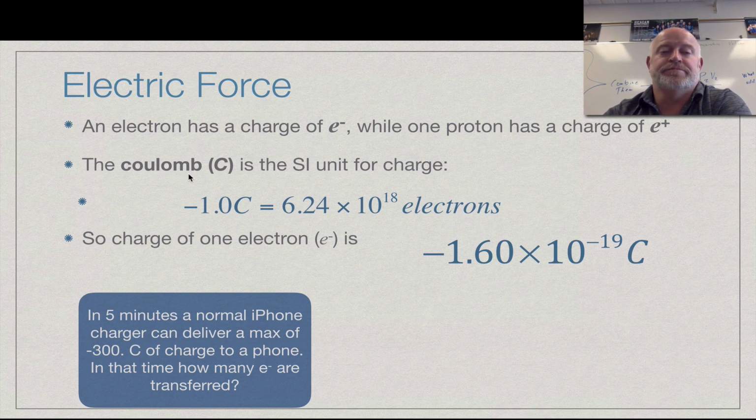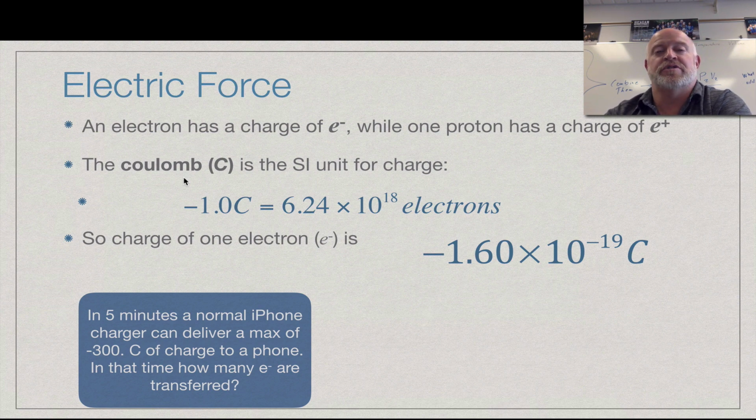Now, the Coulomb is the SI unit that we use for charge. We haven't learned a lot about amps yet, but the Coulomb is actually defined as 1 amp of current flowing per second of time, okay? And we'll get into amps more later, but you might be wondering, why is it such a weird number of electrons? Why is it not just something nice and even? The reason why is the Coulomb is actually defined by current flow and not number of electrons.